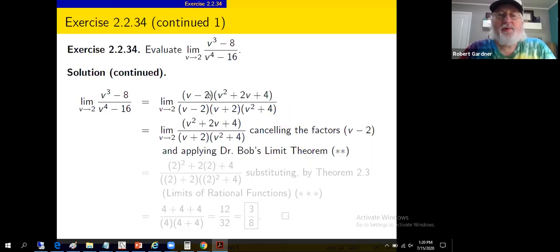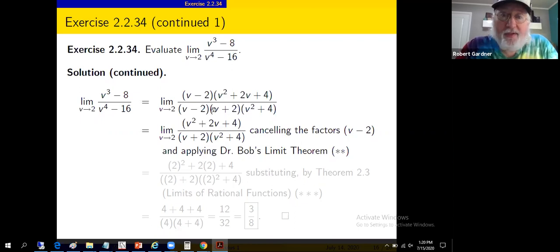Hey, but there's a v minus 2 in the numerator as well. Can you cancel those, creating a different function? Where will the function be different? Function will be different only at 2. If I cancel these, change this function into this function by canceling the v minus 2 factors, those are different functions. How so? Well, this one's not defined at 2, and this one is. I plug 2 into this.